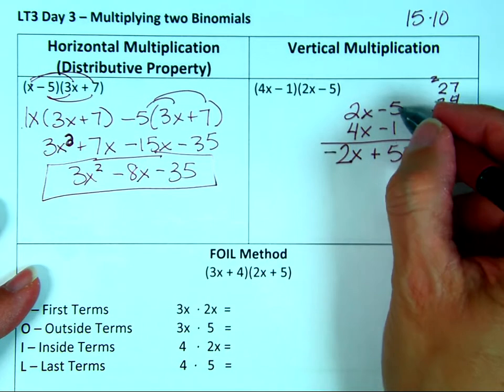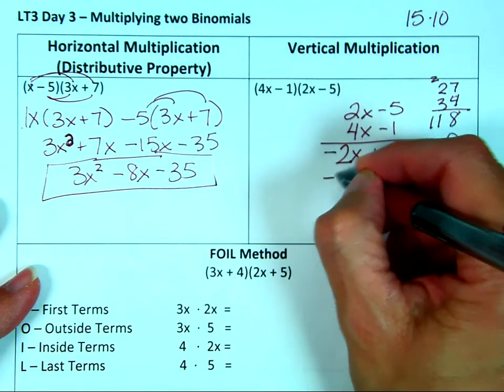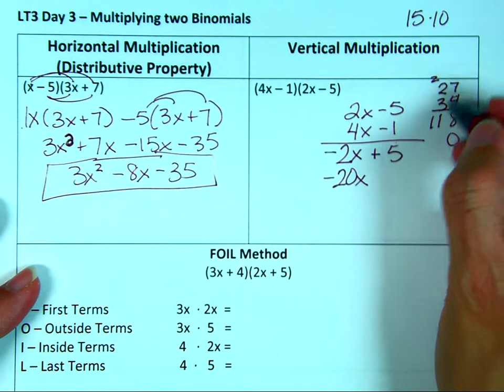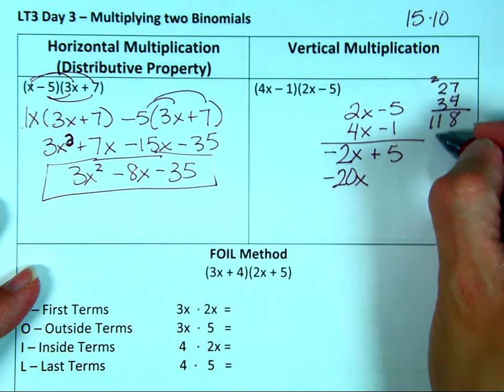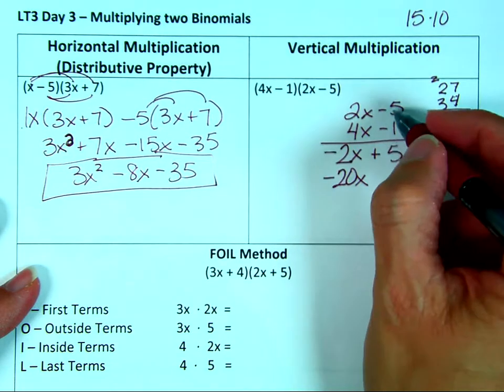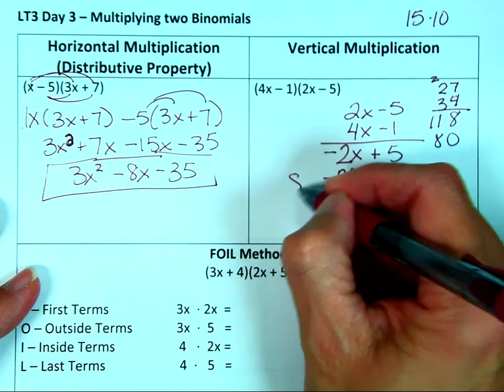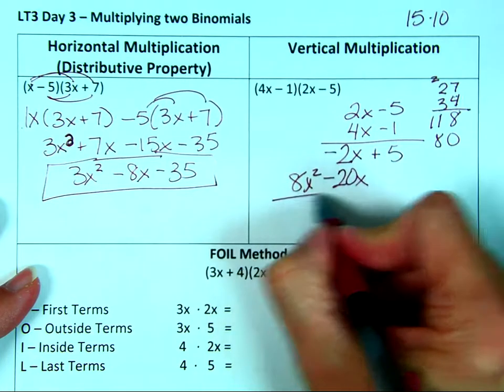So when I say negative 5 times 4x, that's a negative 20x. It's got an x, so I know it goes in the x column, just like I know that would have gone there. So then we're done with that. And then we have 2x times 4x. That's 8x squared. And that goes in its own column.